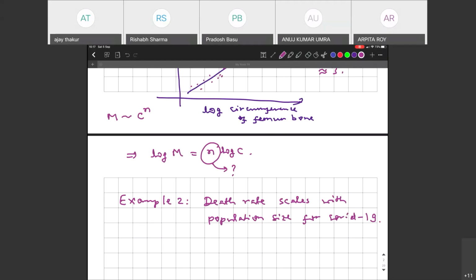Yeah, okay. So, how would it scale? Can you make a guess?